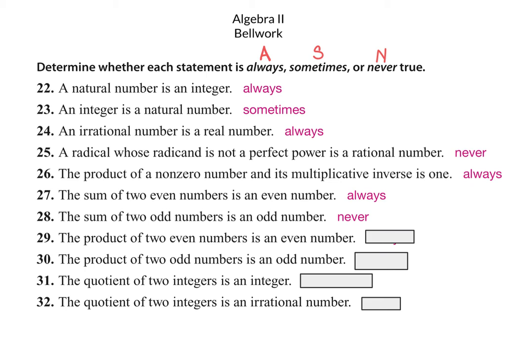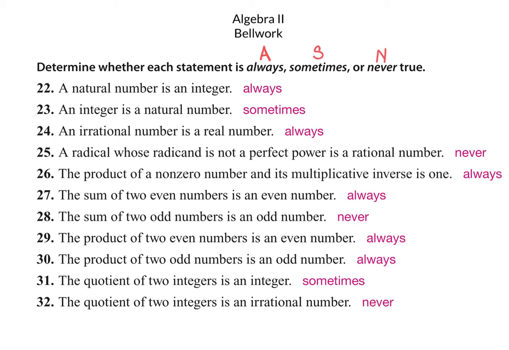The product, that's multiplication, of 2 even numbers is an even number. Always. The product of 2 odd numbers is an odd number. Always. The quotient, division, of 2 integers is an integer. Is it closed? Sometimes it is, right? Sometimes it's integers, sometimes it is not. Sometimes it's going to be a fraction, which bumps you into rational, right? Sometimes. The quotient of 2 integers is an irrational number. Never. That is a closed set. It will give you at least a rational.